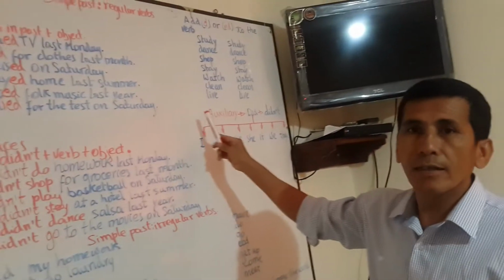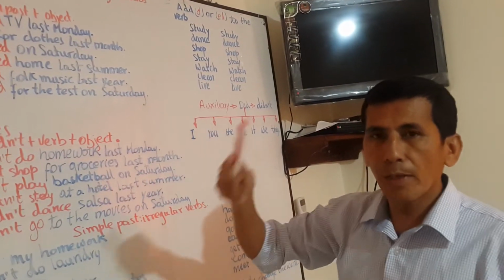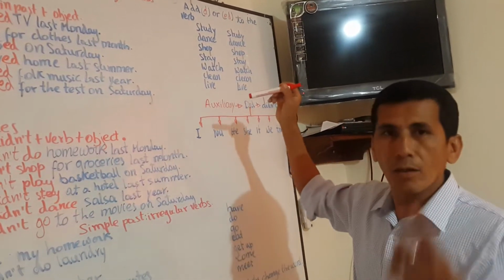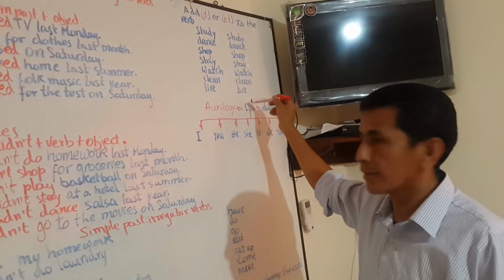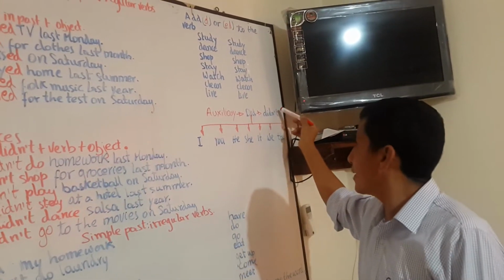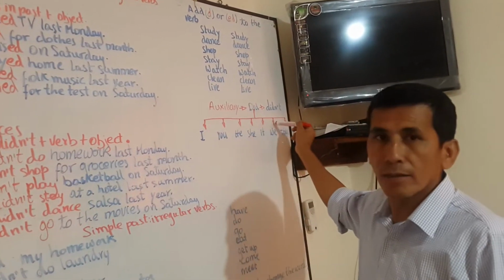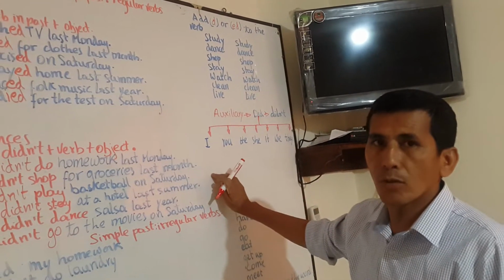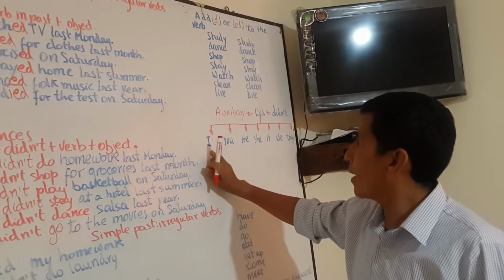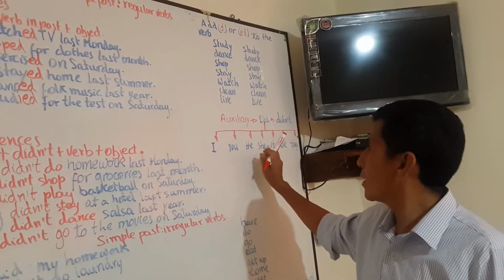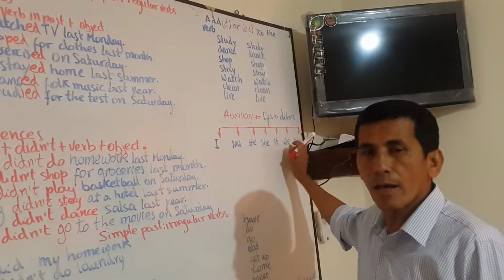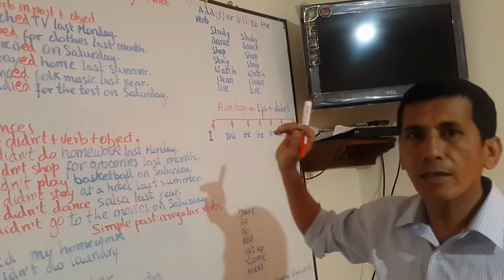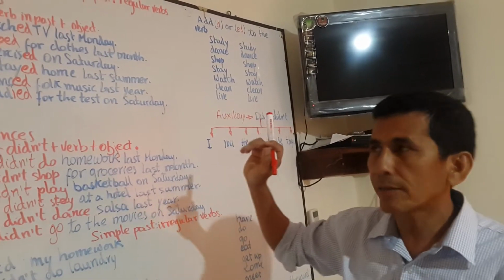First of all, it's necessary to explain to you that in simple past we are going to use only one auxiliary. The auxiliary is did. The negative of did is didn't. As you can see in the chart, you are going to use the auxiliary did with all the pronouns, with all the people: I, you, he, she, it, we, and they. Remember, no two auxiliaries like in present, it's only one, did.